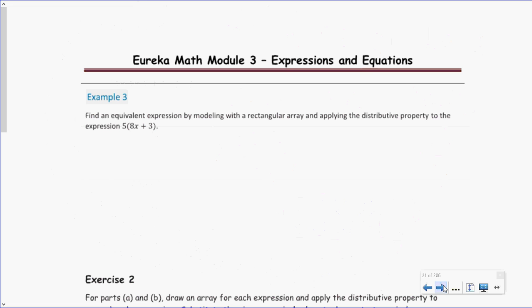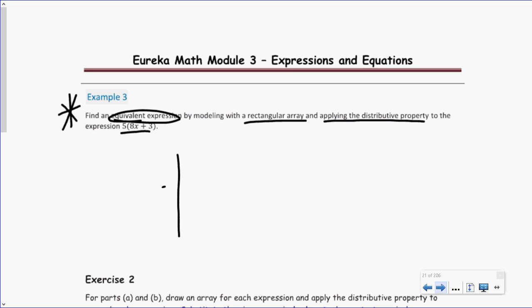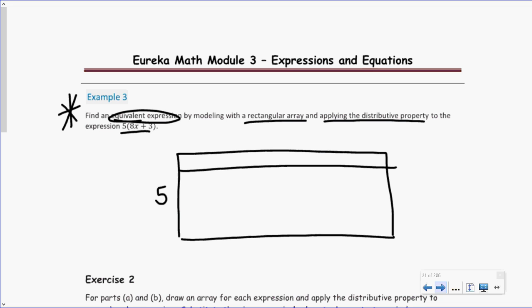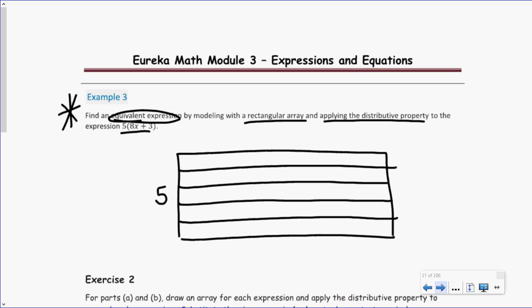Okay, how this works with what we're going to do in class is right here in example 3. It says to find an equivalent expression by modeling with a rectangular array and apply the distributive property to 5 parentheses 8x plus 3. So this will be the one that I have you refer back to in class so that you can see the area in action. So it's 5 times 8x plus 3. So I know that I want to make it 5 tall. So 1 row, 2 rows, 3 rows, 4 rows, 5 rows.